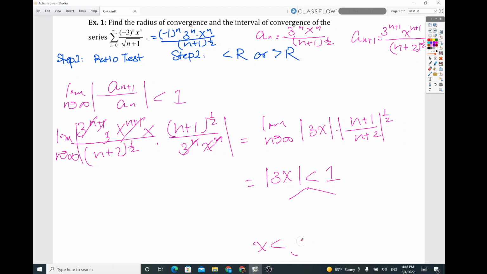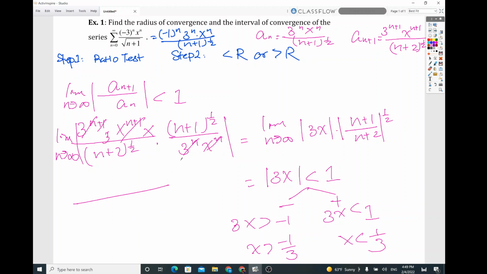Okay, so for the negative, to convert that to its negative, we need to flip the sign for the less than, so it turns out to be greater than negative 1. For the positive, we just want to leave it the way it is without the absolute value. So for this one, x is greater than negative 1/3. And then the other side here, x is less than 1/3.